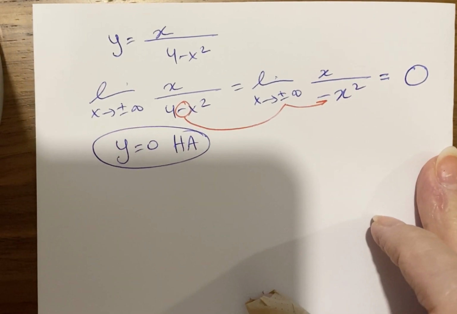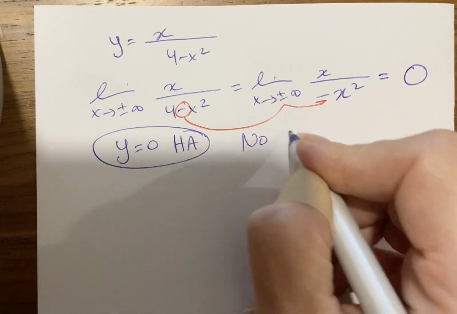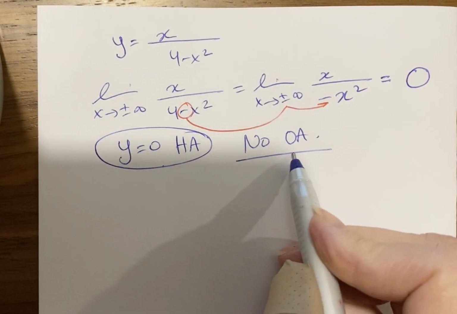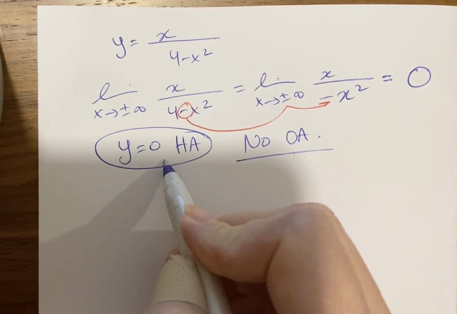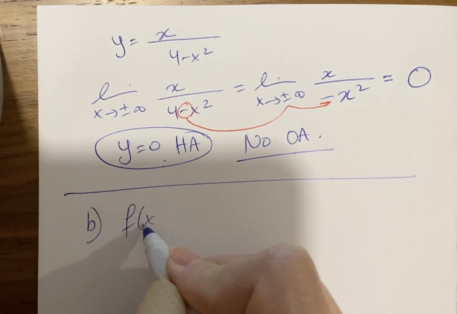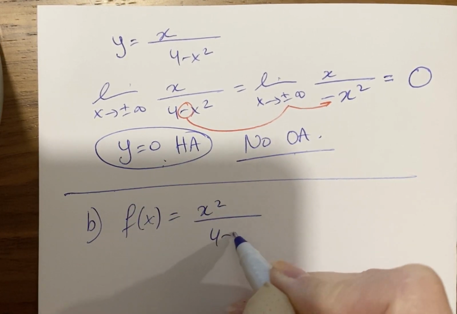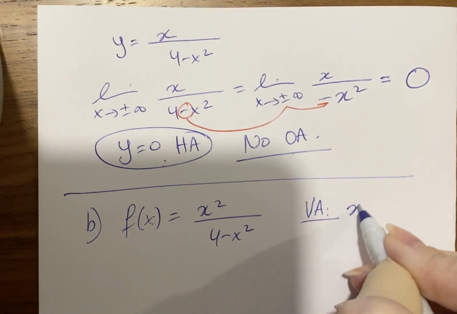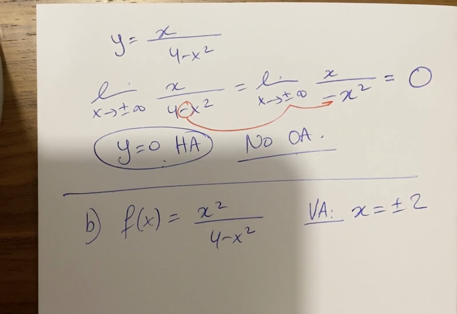So over here y equals 0, so this means no oblique asymptotes directly. When we have a horizontal, we don't have an oblique. When we have an oblique, we don't have a horizontal. Whereas look at part B of the same number. When you just change a little bit of this, the vertical asymptotes will not change. They will still be plus and minus 2.